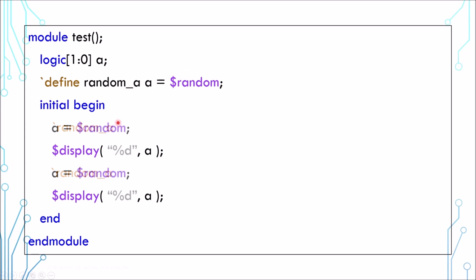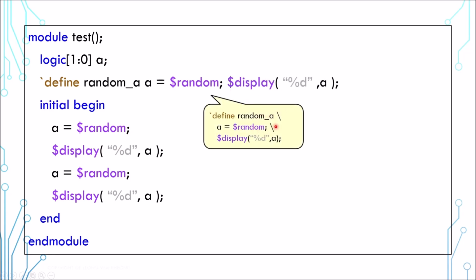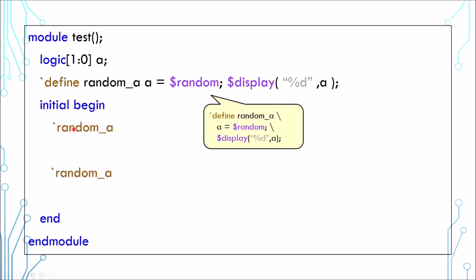If you want to replace these two statements, you need to combine them into one line for the macro. Or you can use backslash to indicate the next line is also part of the macro. But this is not very pretty code. Now if you use the macro like this, it randomizes A and displays A.